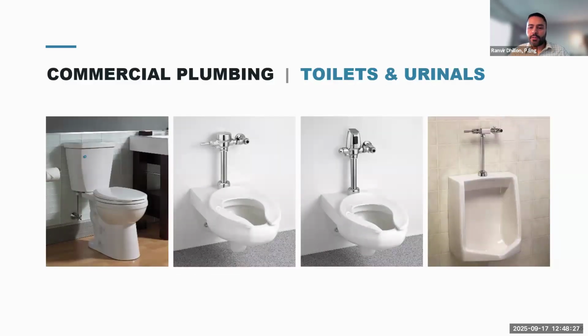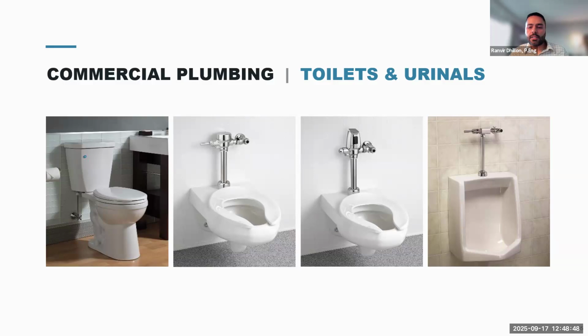So commercial toilets and urinals are typically ceramic, but in some institutional jobs, they may be stainless steel. As an example, in a prison facility. And depending on the application, the toilets can also be mounted in different ways. The first one there, you have a floor mount, which, as you can expect, is mounted to the floor. They can come in one piece or two piece.